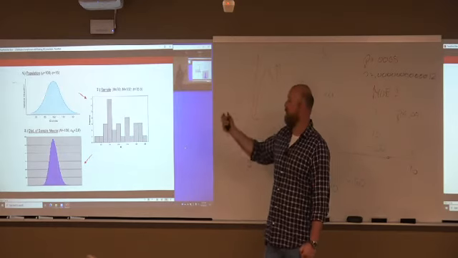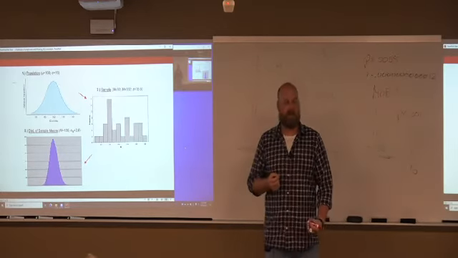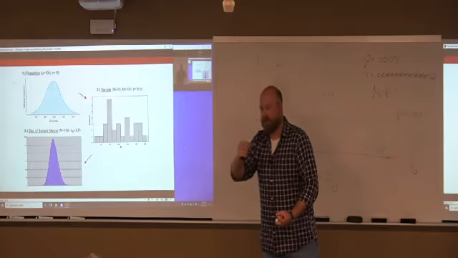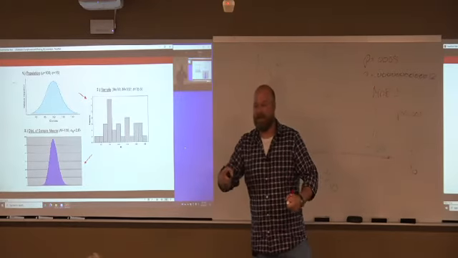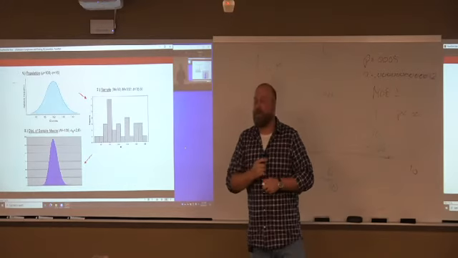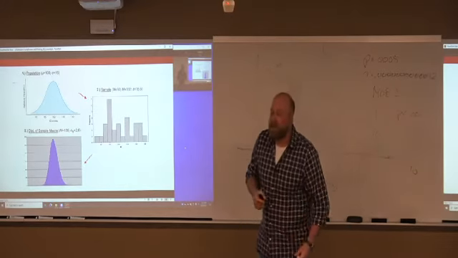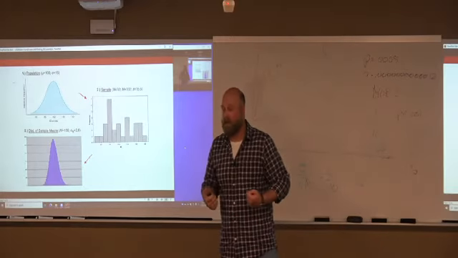What do we call that difference between what the population is and what I actually observed in my sample? Good. There we go. Sampling error. For the win. Sampling error is just the discrepancy between the population parameter and my sample statistic.